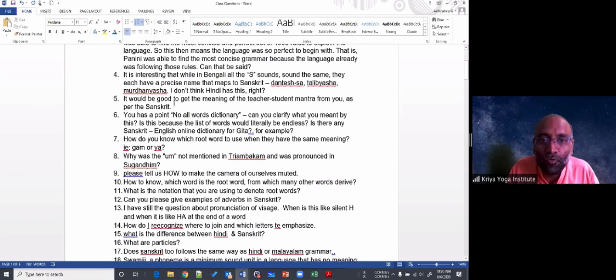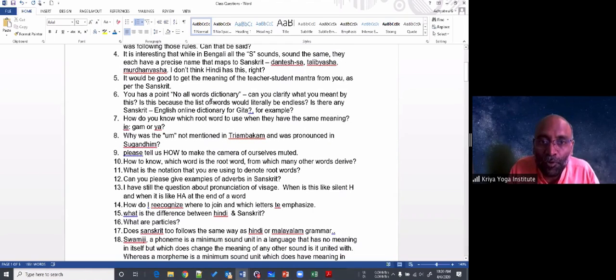It would be good to get the meaning of the teacher-student mantra from you as per the Sanskrit. I'll keep it for later, because I'm hoping I will be able to cover the advanced concepts of Sanskrit in this class, and then we can see how those concepts help us get the meaning of that mantra.